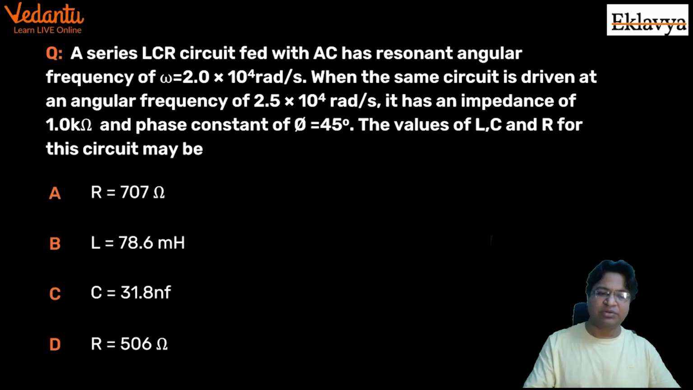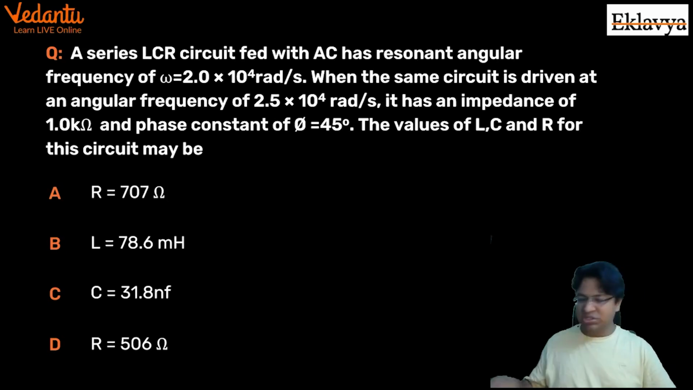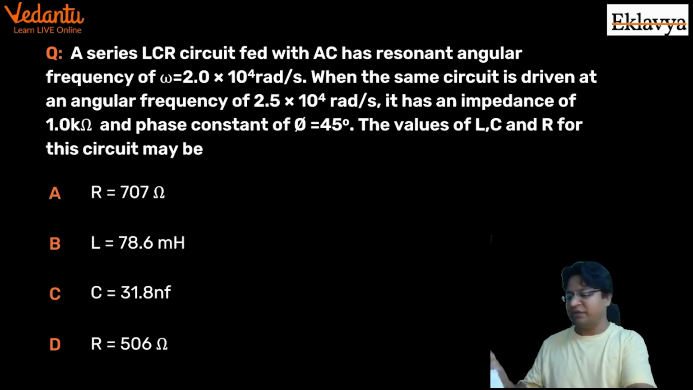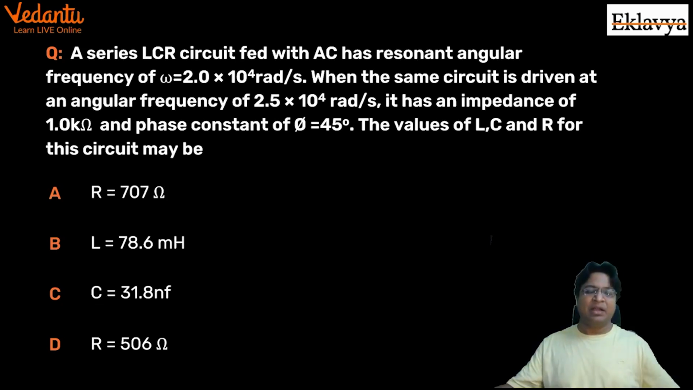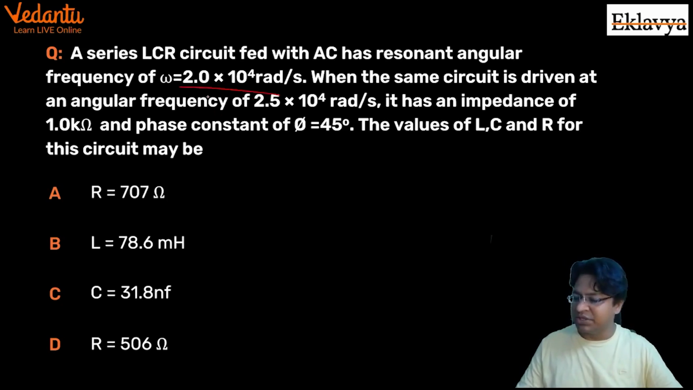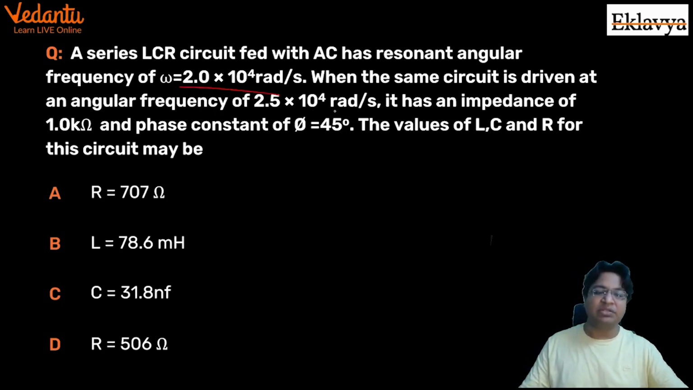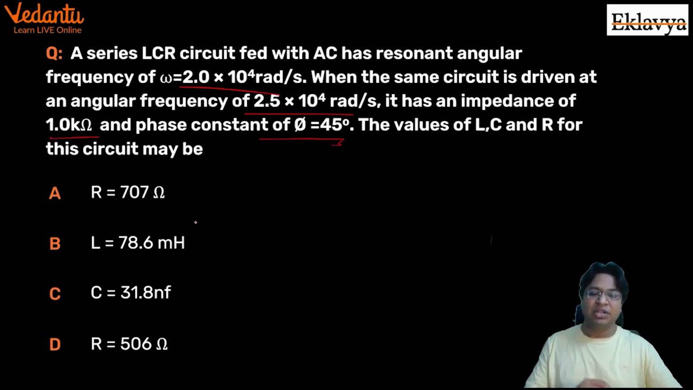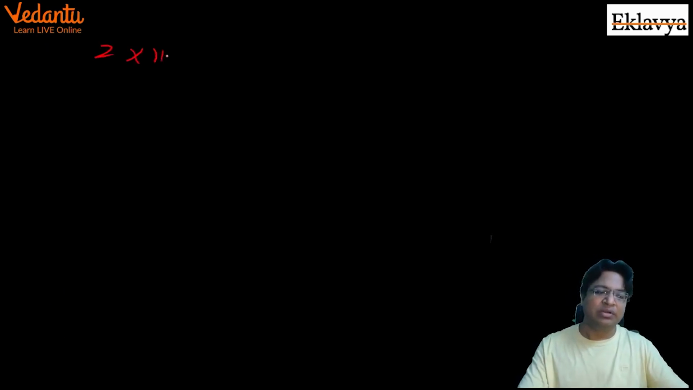Now we'll go to the next question. This question says a series LCR circuit is fed with AC, and the resonant angular frequency is given to us as 2 into 10 raised to the power 4 radian per second. When the same circuit is driven at a frequency higher than this, it has an impedance of 1 kilo ohm and a given phase constant. So guys, we have to first write the equation. So 2 into 10 raised to power 4 should be equal to 1 upon root LC.